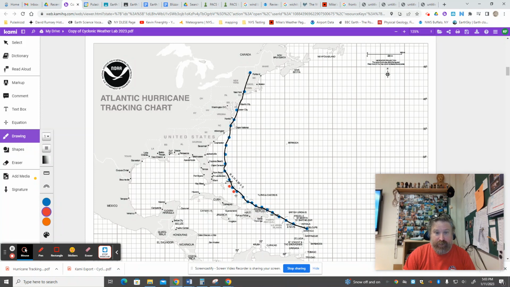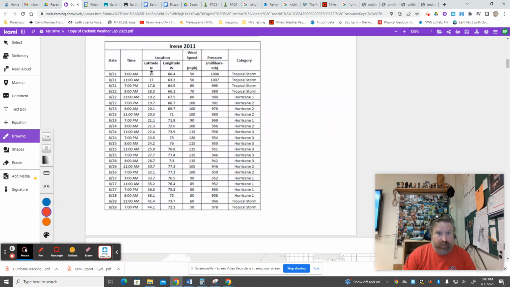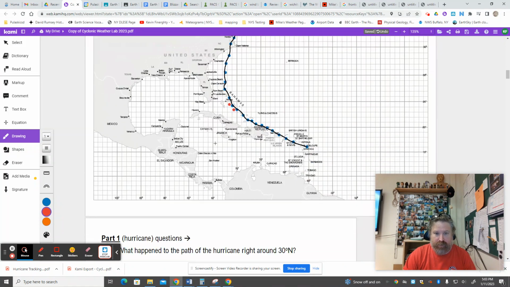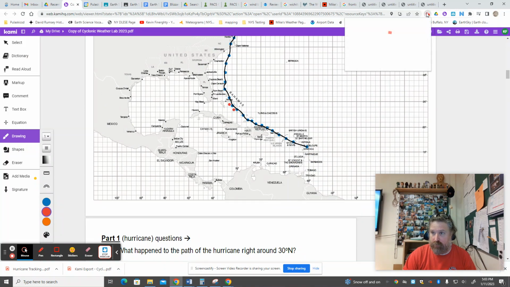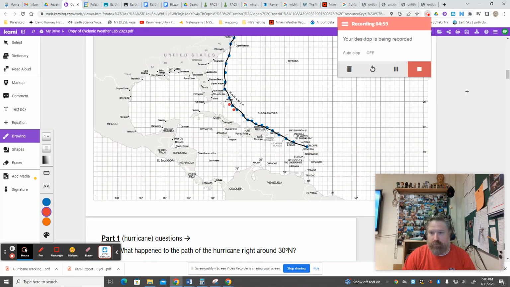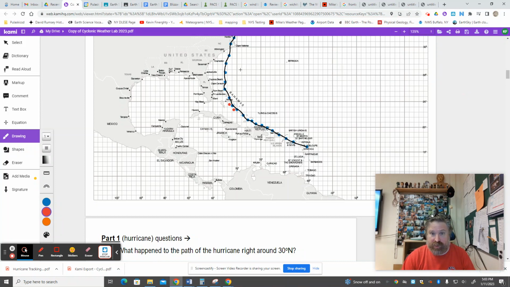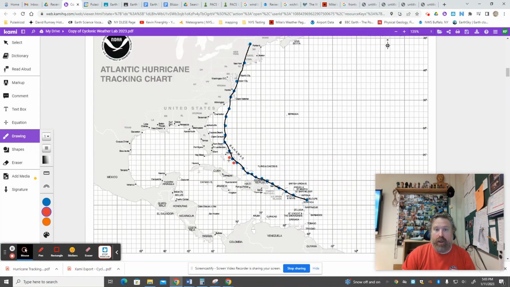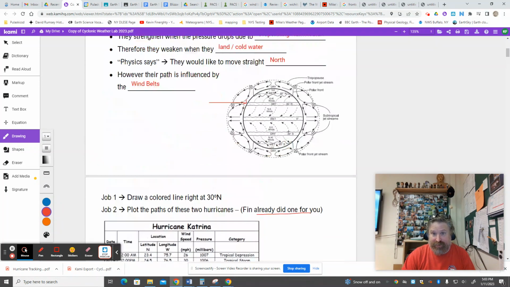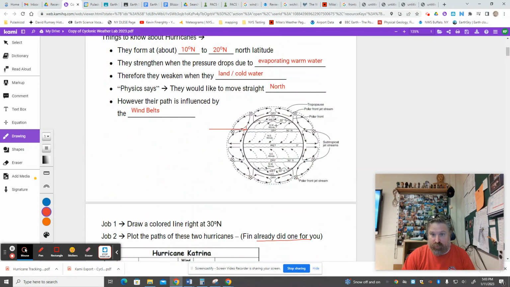So if you're saying, Finn, I don't know how to do this, I took that latitude and that longitude and I put a dot. And then I took that latitude and that longitude and I put a dot. So you're going to do that, dot, dot, dot, keep it going. It'll look just like this, only maybe with red dots. And then we'll see what happens when it gets to this line at 30, which again is this line. That's where the wind belts change.